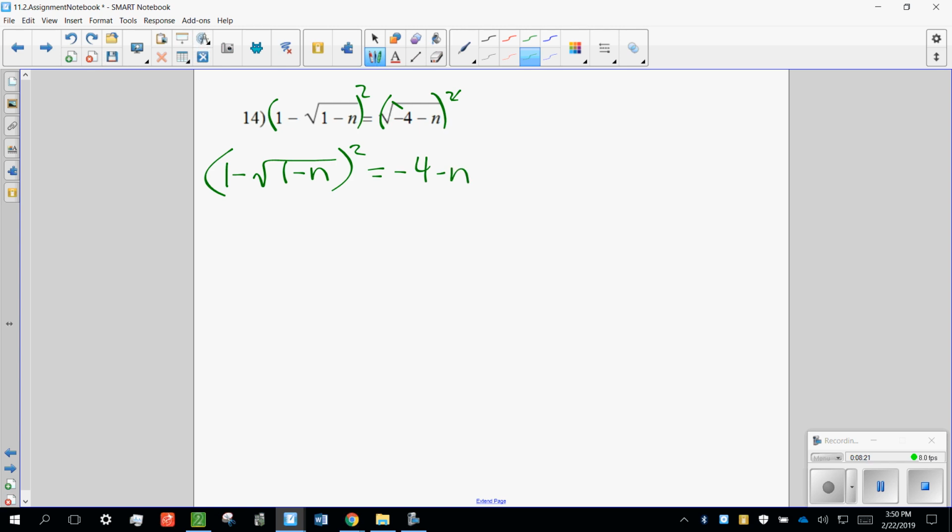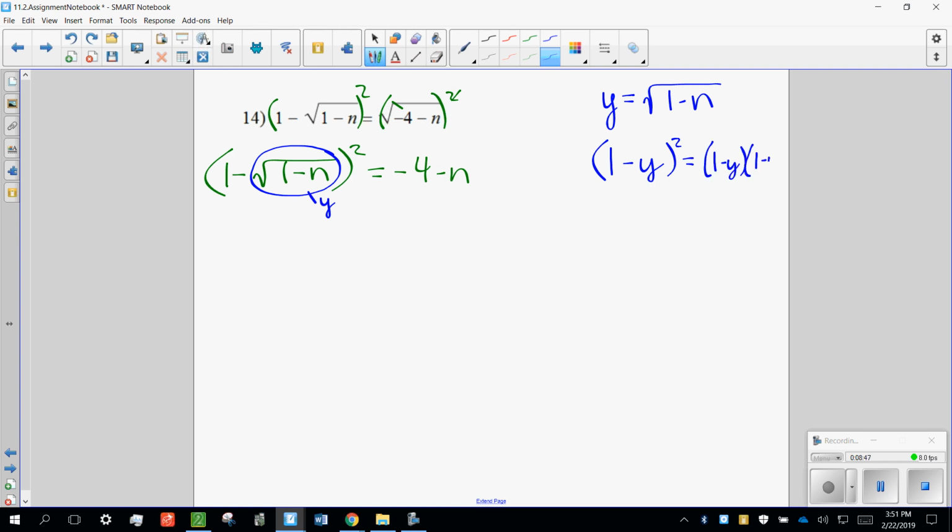Okay, I want to show something a little different on this one. And that is treating this square root as if it were just a variable, because we can't do anything with it. So let's just call it something that's simpler to write than the square root of 1 minus n. Let's say that that's y. We're going to do a substitution here. So what we've got is 1 minus y, squared. It's the same as 1 minus y times 1 minus y. If we multiply that out, we'll get 1 times 1 is 1, minus y, plus y squared. So that's 1 minus 2y plus y squared.